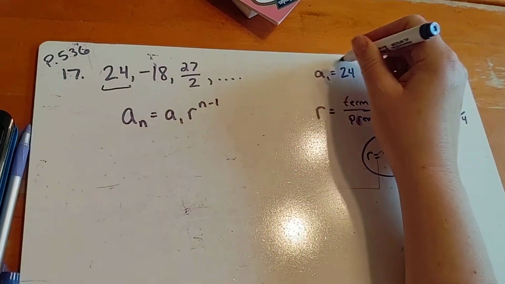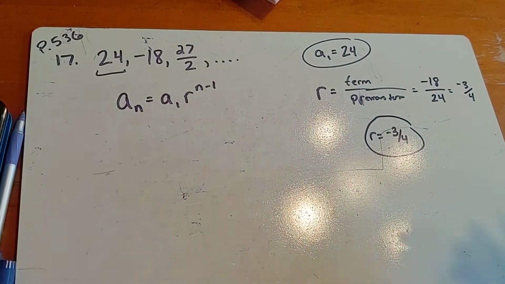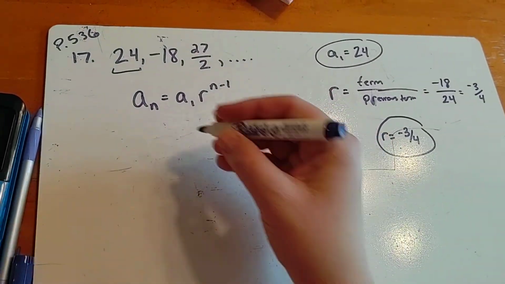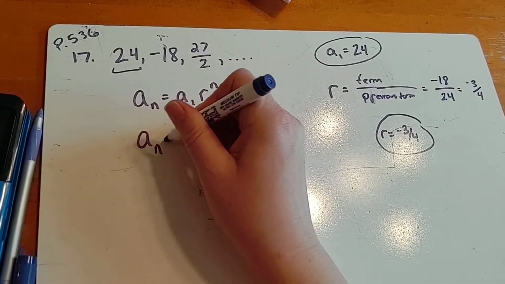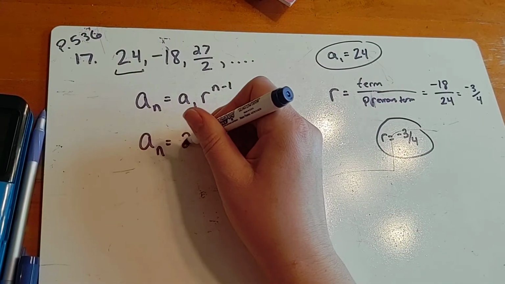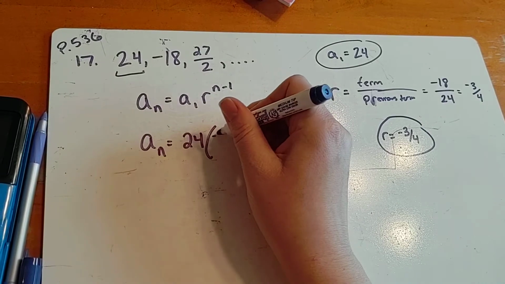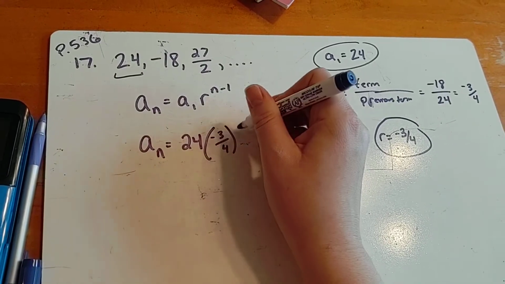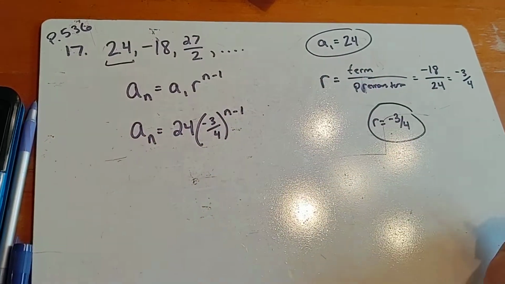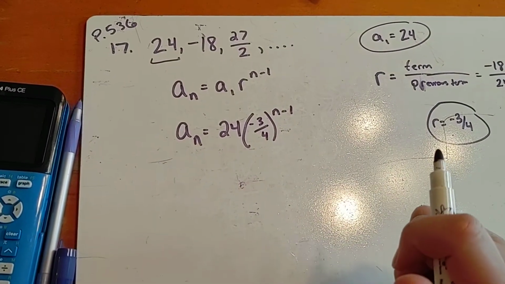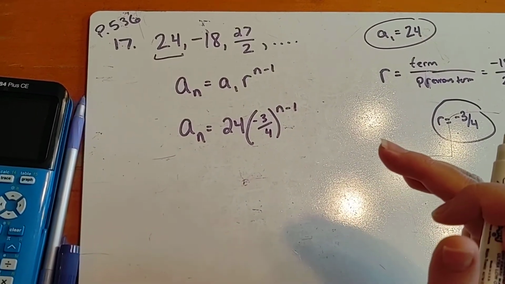Now I have my r and I have my a sub 1, or my first term. So I can go ahead and put them in my formula to get my answer. So my answer will be a sub n equals a sub 1, or 24, times the common ratio, which is negative 3/4, all raised to the n minus 1 power. Now, in a regular Algebra 2 class, you would stop right here. You could give that as your formula. I want you to go ahead and simplify the formula for this class.